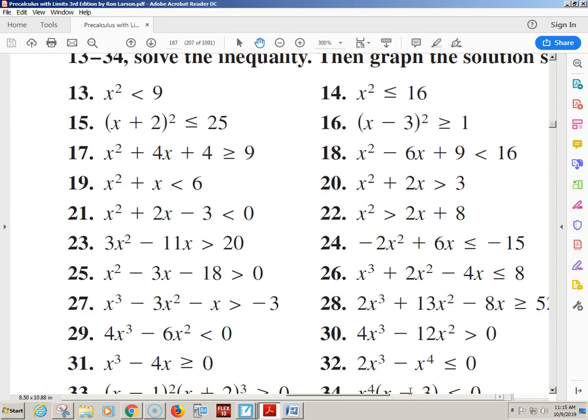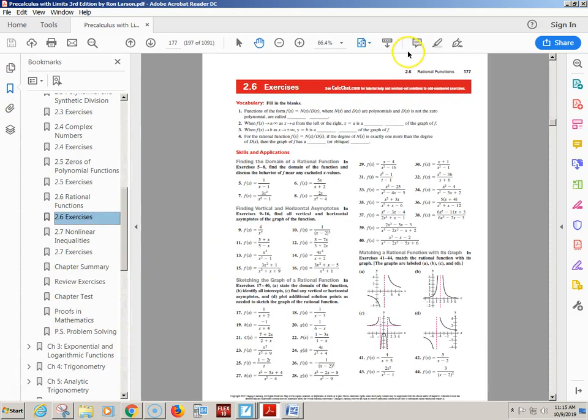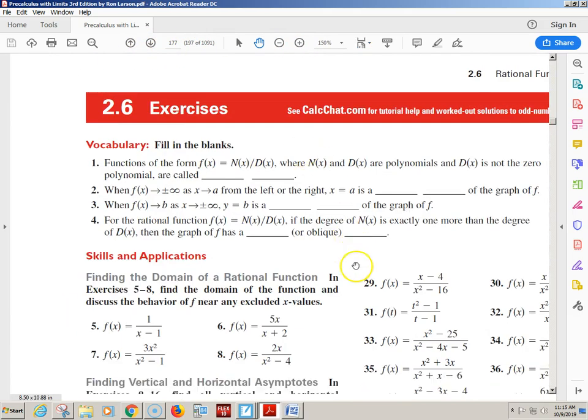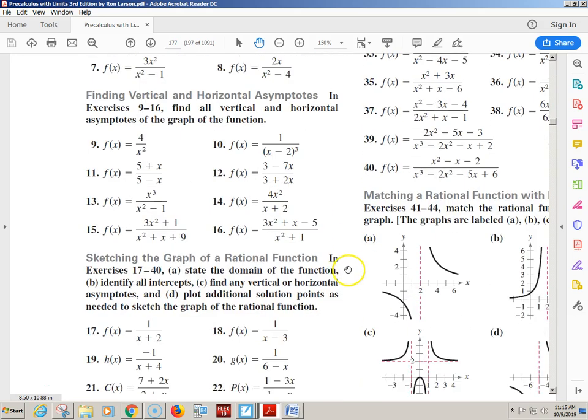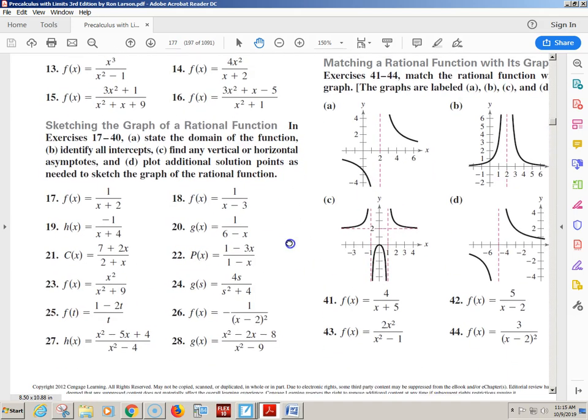Anything else from 2.7 that you guys missed? 2.6? For 2.6, yeah, I think it says to find the intercept. Oh yeah, it's a part of the longer problems to do the intercepts. Those got kind of nasty. That would be here, huh? In the 17 to 40 stuff. I think it said for letter B, all the intercepts. Do you have a specific one you were like, this is gross?